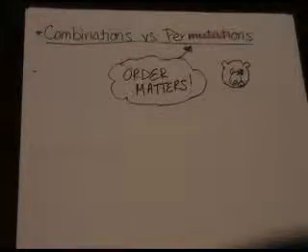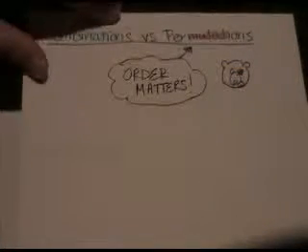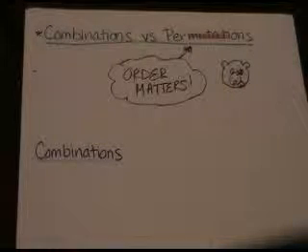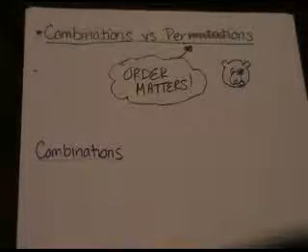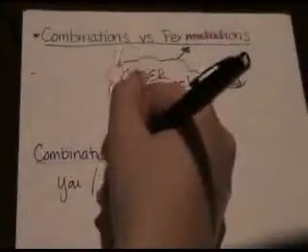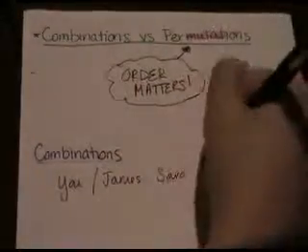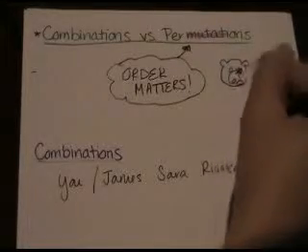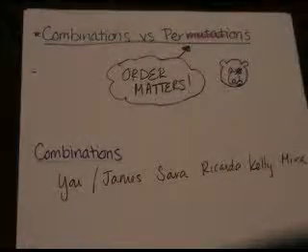All right, so let's move right into the differences. Because obviously, if there's a difference between what they represent, there's going to be a difference in how you calculate them. Let's go ahead and start with the first one on our list, combinations. Combinations is where you just choose a group of things. So let's say that you and your friends, let's say James, Sarah, Ricardo, Kelly, and Mira are hanging out.